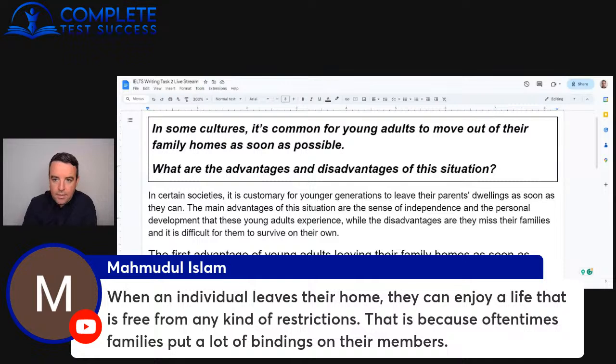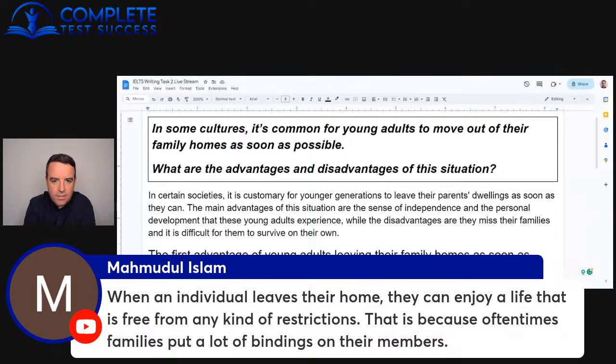Okay, so I think Mamadul's response is related to the question that I've asked, which is how can we develop the idea that it creates a sense of independence? When an individual leaves their home, they can enjoy a life that is free from any kind of restrictions. That is because oftentimes families put a lot of bindings on their members, a lot of maybe responsibilities on their members. So if I'm right that you're responding to that, it doesn't feel relevant.